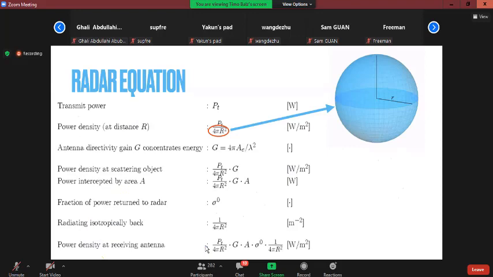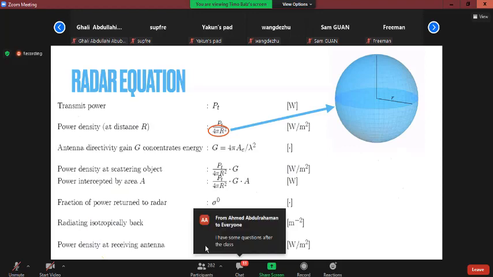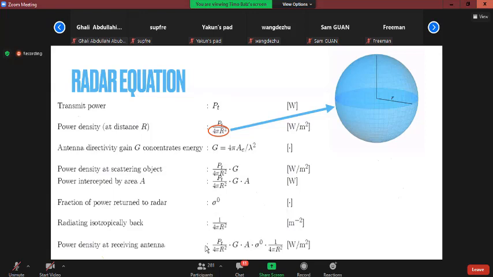And then now we have A, which is the power intercepted by the area of your object. That would be the area, for example, of the ship, right? The size of the ship would be A, okay, or the size that is visible from the radar of the ship, right? But this is basically a function of size.